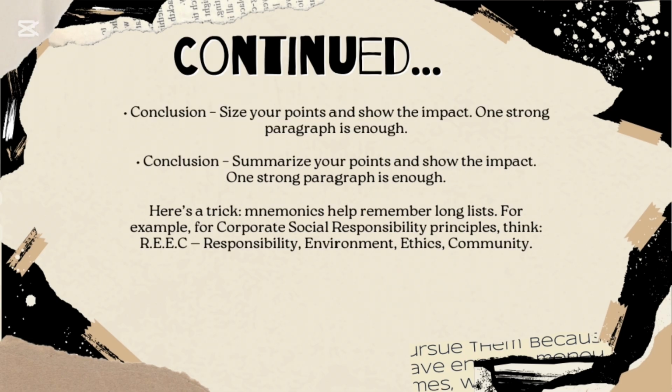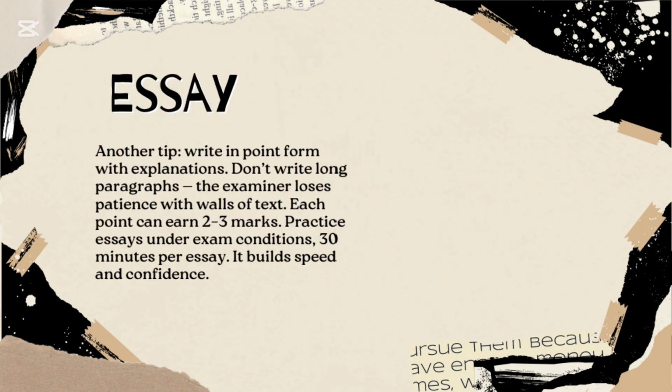Here's the trick, mnemonics. It helps remember long lists. For example, we'll use corporate social responsibility principles. Instead of saying responsibility, environment, ethics, community, you can just say REEC, REEC. Then you'll remember how, okay, this is that, and then I just have to study the main points under the subtopics.